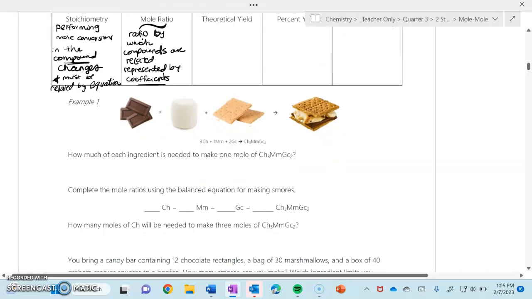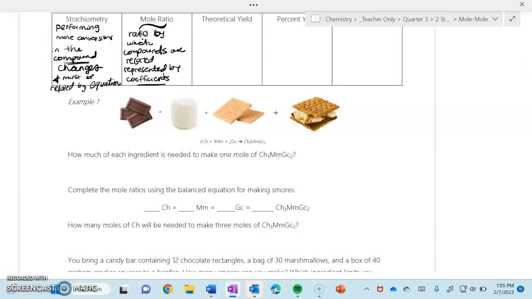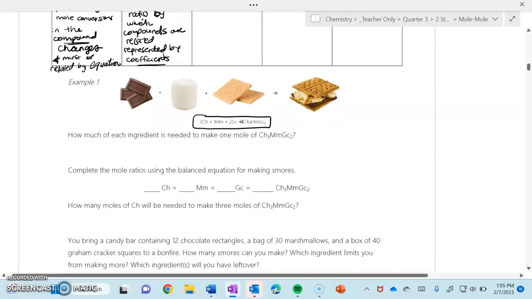Let's take a look at this example to get an idea of using a mole ratio from a balanced chemical equation. In this example one, we've got kind of a picture reaction of making a s'more. And then underneath you'll see, here's our balanced chemical equation. 3 chocolate pieces, 1 marshmallow, and 2 graham crackers makes 1 s'more. We could have a 1 right there for our coefficient.